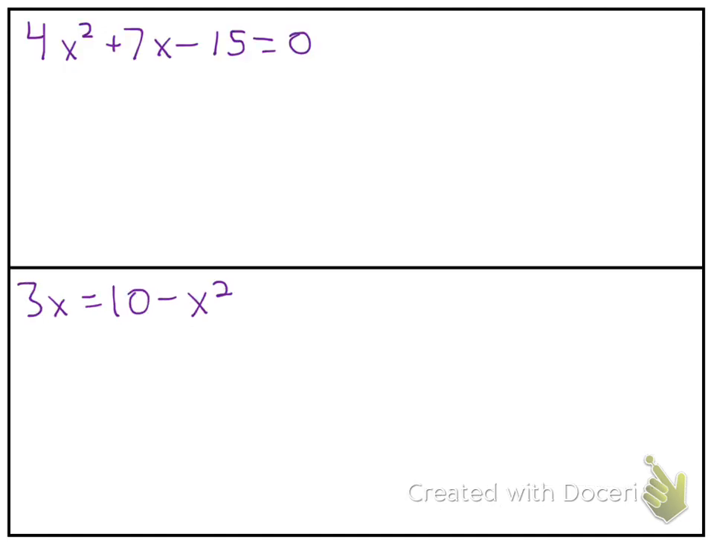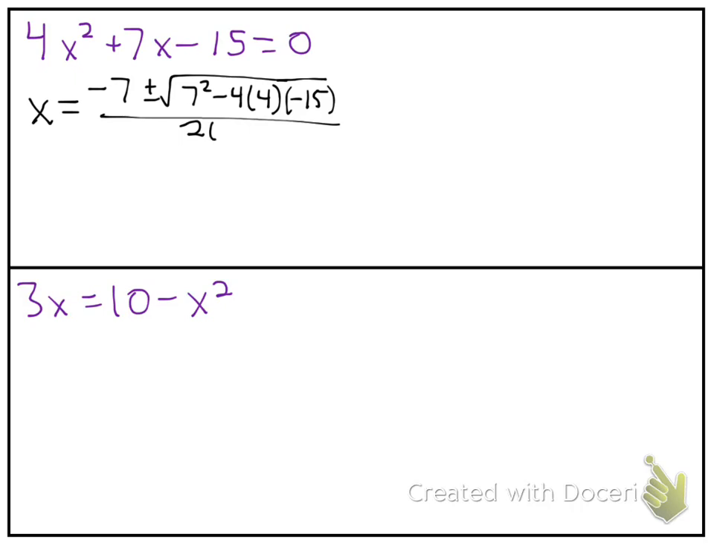So 4x squared plus 7x minus 15. We start with x equals negative b, so that's negative 7, plus or minus the square root of 7 squared minus 4 times a, which is 4, and c, which is negative 15. All of that is over 2 times 4. I'm going to clean it up. Out front's a negative 7. That's good. On the bottom I have an 8.